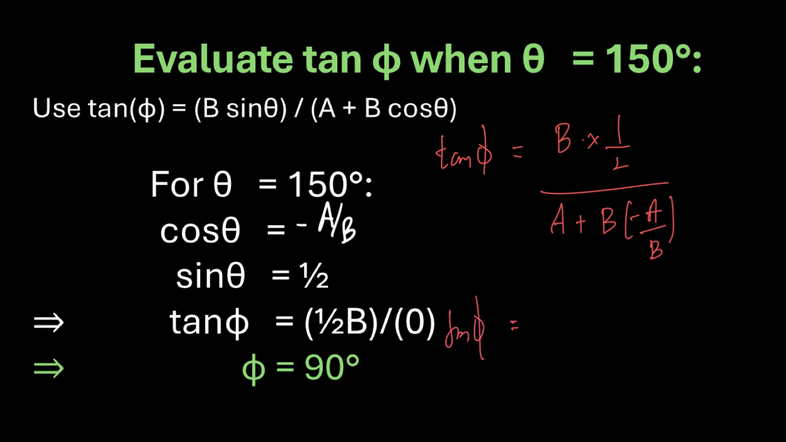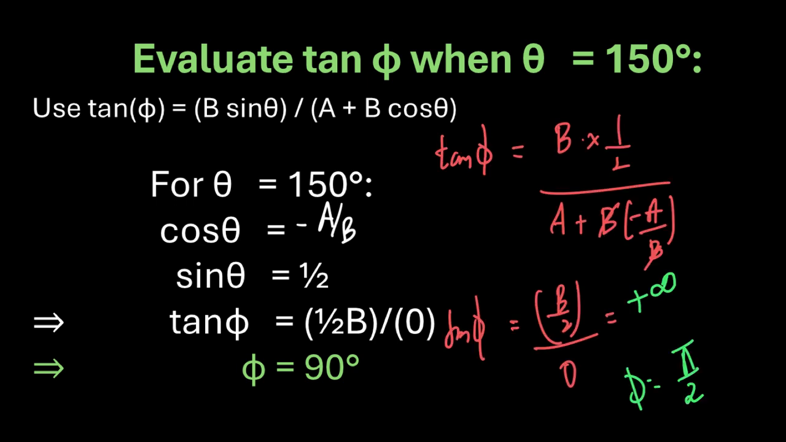tan phi is b by 2 upon, b by b is 1, a minus a is 0. So this becomes b by 2 by 0, which is equal to positive infinity. And if tan phi is equal to positive infinity, phi is equal to pi by 2. Therefore, when the angle between two vectors is 150 degrees, phi is equal to pi by 2.